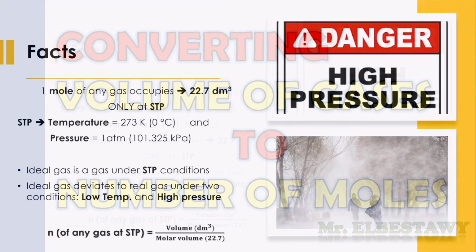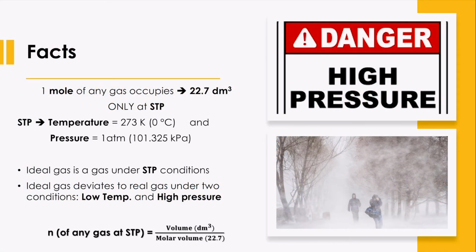Let's get started. The most important formula that you will use in this lesson is: 1 mole of any gas occupies 22.7 cubic decimeter only at STP. What's STP? It is standard temperature and pressure, where the temperature is equal to 273 Kelvin and the pressure is equal to 1 atm.